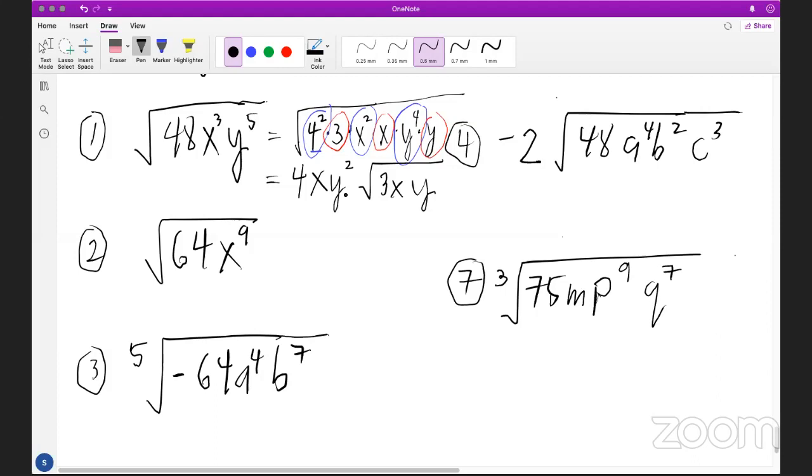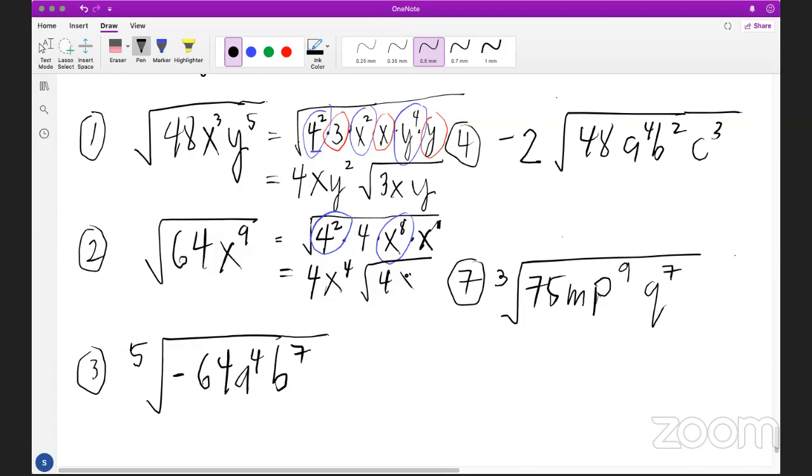How about here? 64. What are the factors of our 64? Our 64 is divisible by 4 cubed, I guess. Yeah, 4 cubed. This is equal to 4 cubed, or since this is a square root, we look for a perfect square, 4 raised to 2 times 4. This x raised to 9, let's split it into x raised to 8 times x raised to 1. Okay? So what can we take out of the radical sign? This and this. So, that's equal to the square root of 4 squared, that's equal to 4. Square root of x raised to 8, that's x raised to 8 over 2 or 4. Times 4x. Oh, sorry. This is squared, actually.